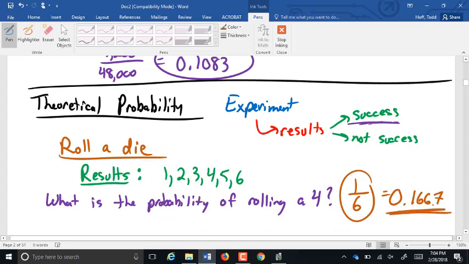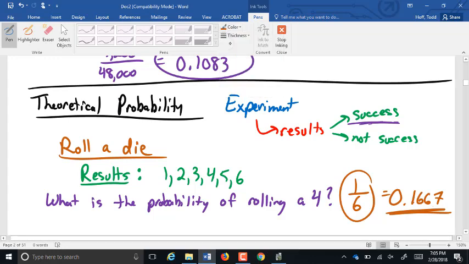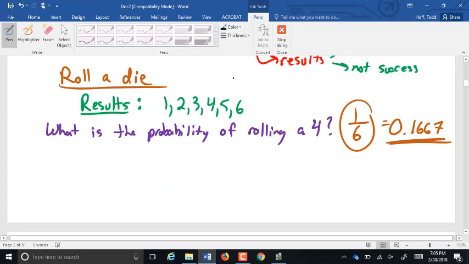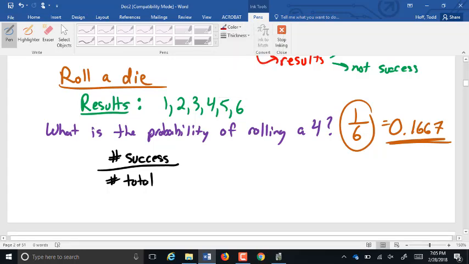Standard, by the way, for probabilities is 4 decimal places usually, unless otherwise stated. So theoretical probability is the number of successful results over the total number of results. There were 6 total results, but only one of them successfully met the condition we were looking to have.